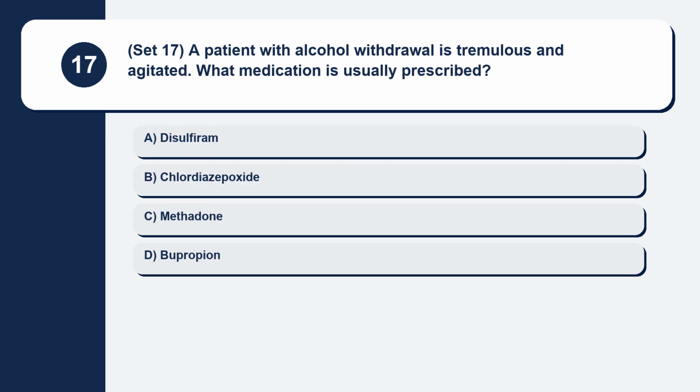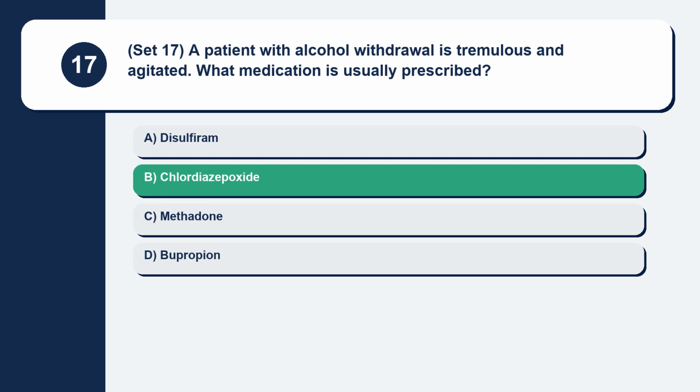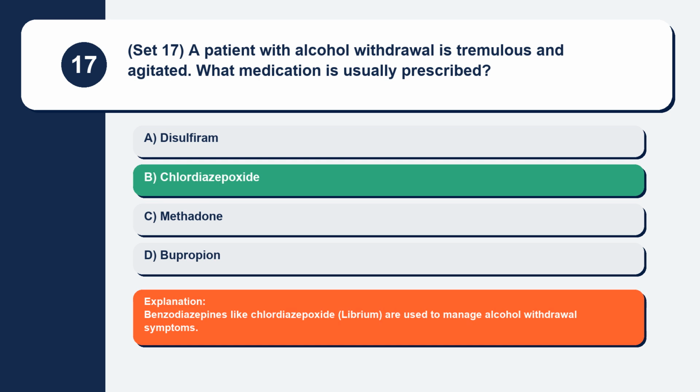Question 17. Set 17. A patient with alcohol withdrawal is tremulous and agitated. What medication is usually prescribed? Disulfiram, chlordiazepoxide, methadone, bupropion. Benzodiazepines like chlordiazepoxide (Librium) are used to manage alcohol withdrawal symptoms.